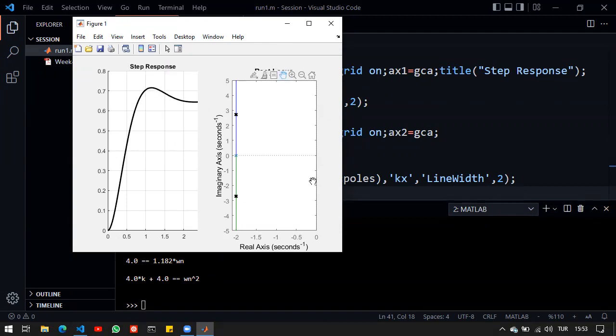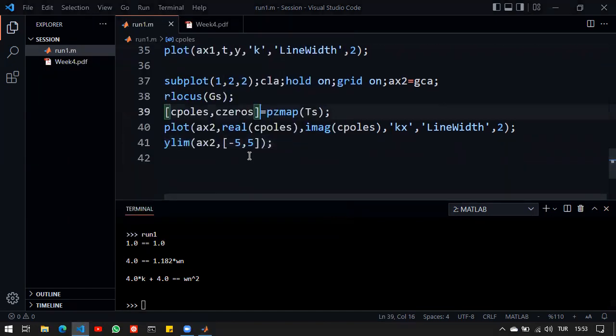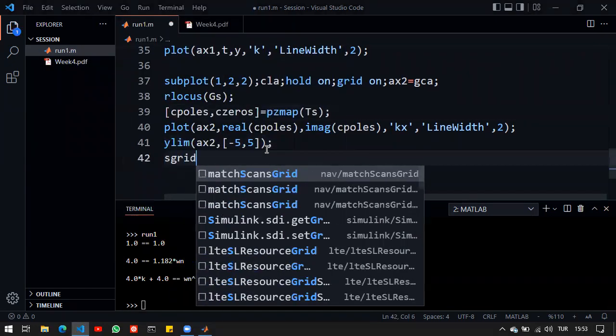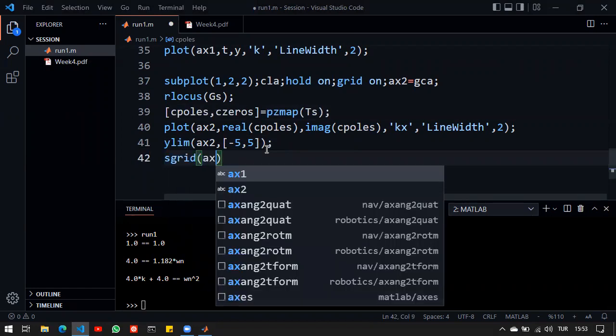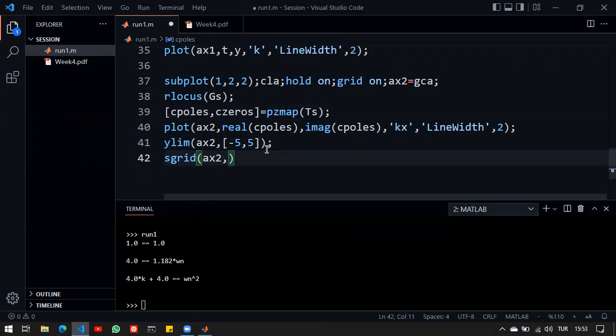And what I can also do is also plot the omega n values here and zeta values here in order to ensure that this exact point corresponds to the point that I'm looking for. So therefore, we can use sgrid here, and sgrid expects us to provide the zeta values here and omega n values here. So that's one thing.